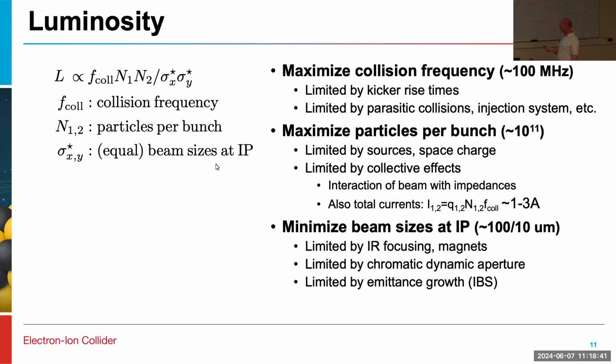So that's basically the limitation, and that's why I will come to that. That's why we have a crossing angle at the end. I also want to maximize particles per bunch, of course. I want to pack as many electrons and hadrons in the two bunches as possible. That is limited by the sources.